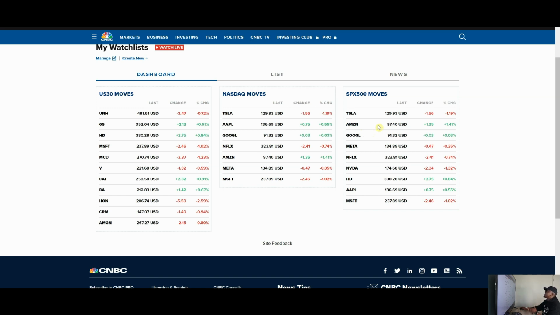This is how we analyze the SPX500. This is how you enter the market. It should be plus 10 or minus 10 in order for you to enter. So if Tesla is minus 1 like this, it means that you're not going to enter, right? And if Amazon is plus 1 like this, it means that you're not going to enter.